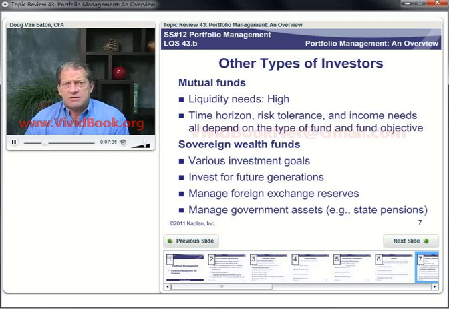Sovereign wealth funds, there are some very large sovereign wealth funds, and they have various investment goals. Some of them invest for the benefit of future generations. Some of them manage the foreign exchange reserves of their countries. Some of them manage government assets, that is, they take care of the state pension plans. So we get a bit of variety there in these sovereign wealth funds.